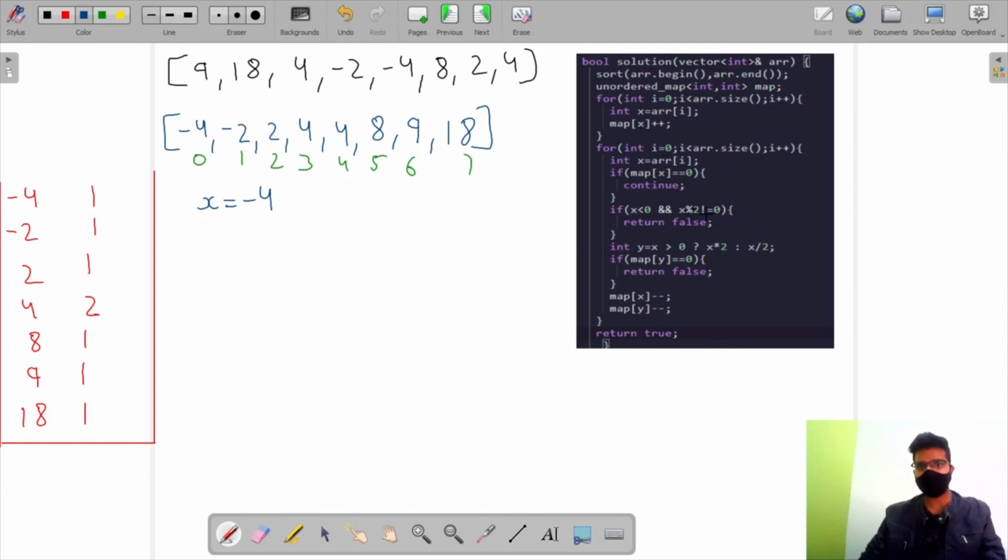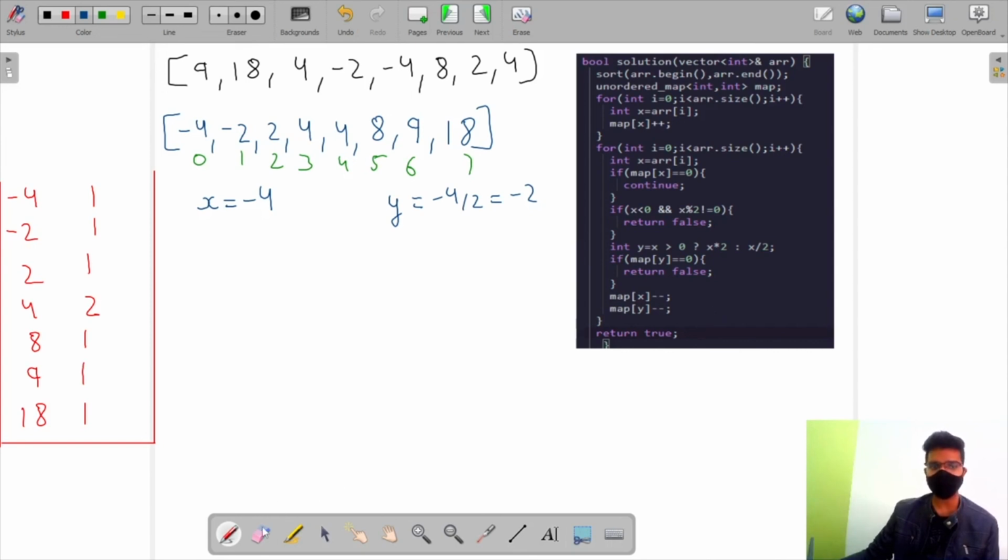And then we also check if it is a negative odd value. No, it is not an odd value. So now we calculated y. So what will be its y? Y is the element that we can pair up with. It's a negative value, so it will be x upon 2, -4 upon 2, that is -2, right? Then we check whether y exists in our map or not. Yes, y exists. So we are simply going to pair them up.